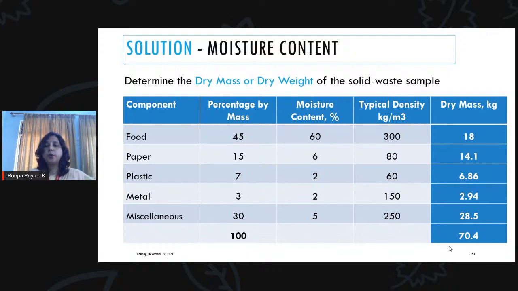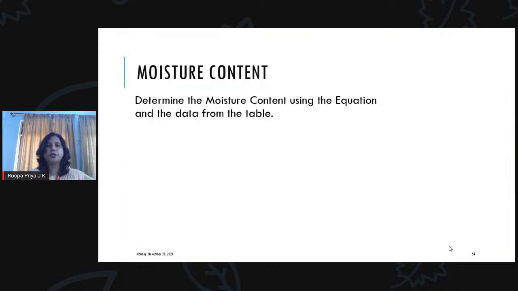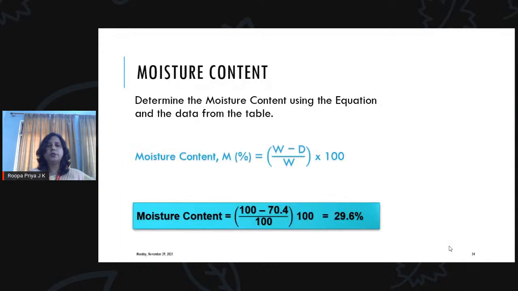And according to this question, the total dry mass generated by these components is 70.4, and the total percentage by mass of these solid waste components is 100. With these values, we have to calculate the next component, which is given in the question, that is the moisture content. Now, if the dry mass is 70.4, we have the moisture content calculated as 29.6%.